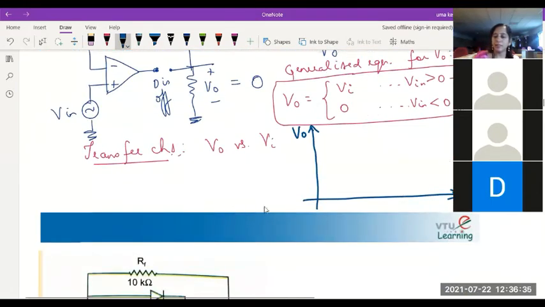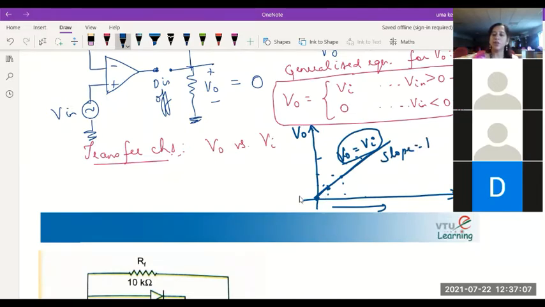So positive half cycle means as input is increasing, output will also increase. When input is 0, output is 0. When it is 1 millivolt, this will also be 1 milli. If it is 10 millivolts, it will be 10 milli. If it is 100. So what do you observe? You will get a straight line like this in the first quadrant with slope 1. Output follows input. Therefore, slope of this line is 1. This is called the transfer characteristics for the output-input relation in the half-wave precision rectifier which we have considered.